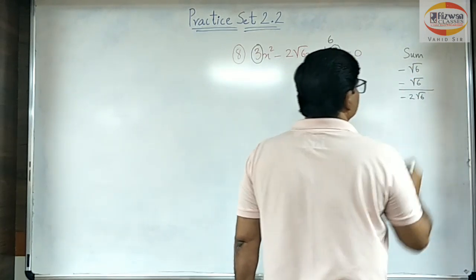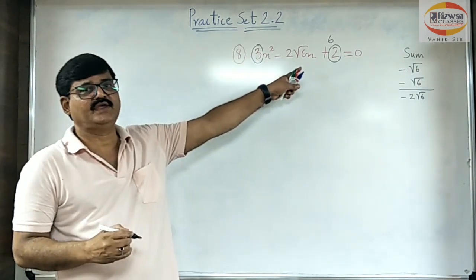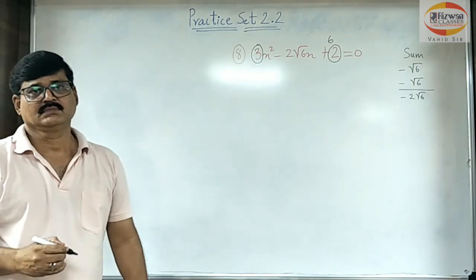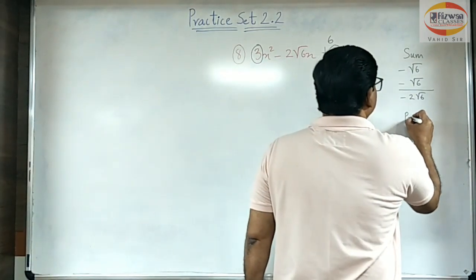Can you see this? Minus root 6 and minus root 6 is minus 2 root 6. That means I am satisfying my condition of the middle term. Now I have to do one thing over there. Let's try to multiply and see that we are getting the third term also.